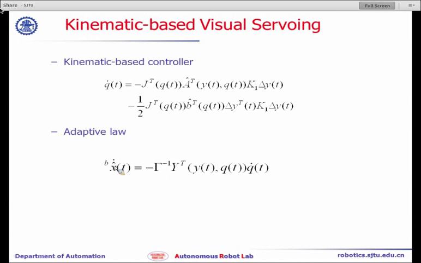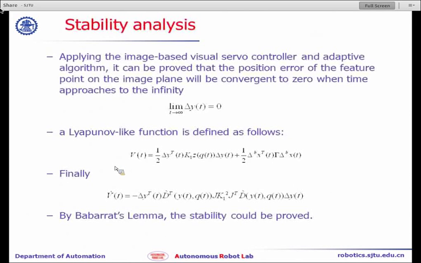And then we use the Lyapunov approach to prove the stability of this controller. So basically we design a Lyapunov function like this. We notice that this is not actually a Lyapunov function, so we call it Lyapunov-like, since it only includes part of the system state. And by Barbalat's lemma, I will skip all the detailed proof, we can prove that we can make this image error converge to zero.